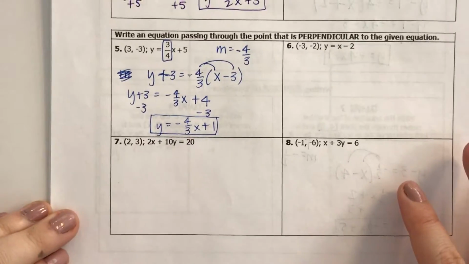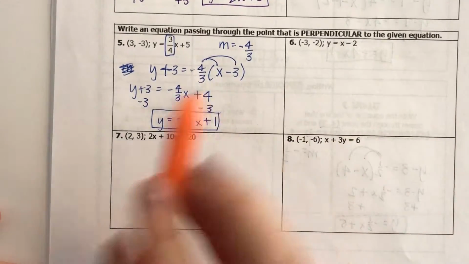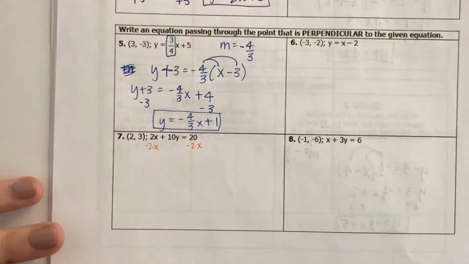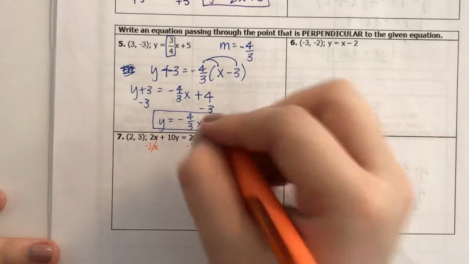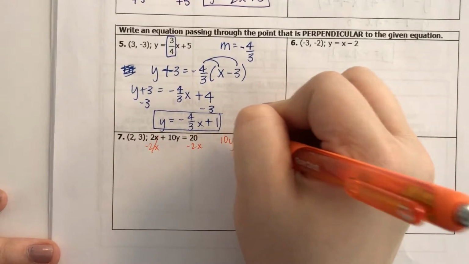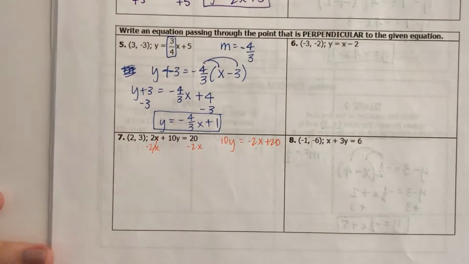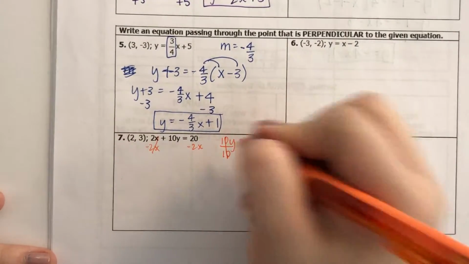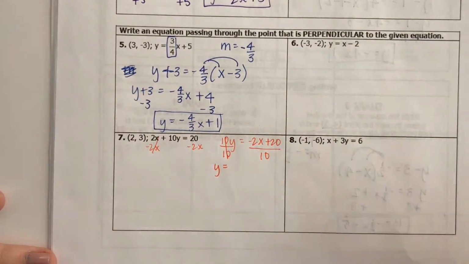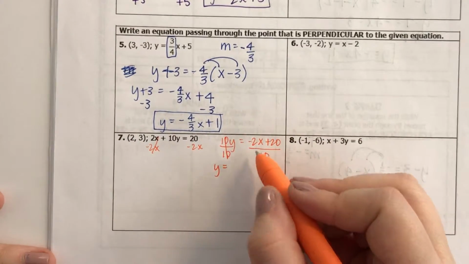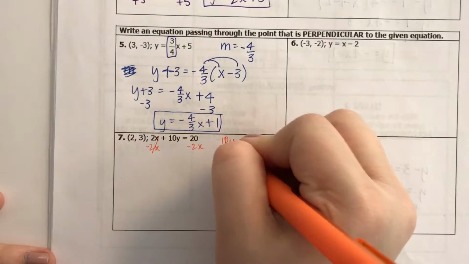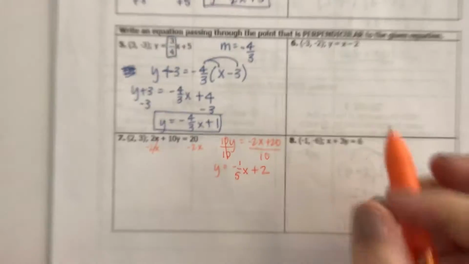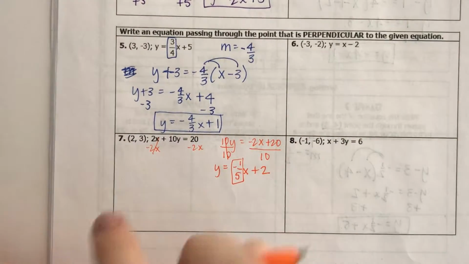Okay, so we have one more. This one is just like number 3. We need to get y by itself, so I'm going to subtract 2x from both sides, combining only like terms. So 10y equals negative 2x plus 20. I need to get y by itself, so I'm going to divide everything by 10. So y equals negative 2 over 10. I can reduce that and make it negative 1/5 x. 20 divided by 10 is 2. So this line has a slope of negative 1/5.